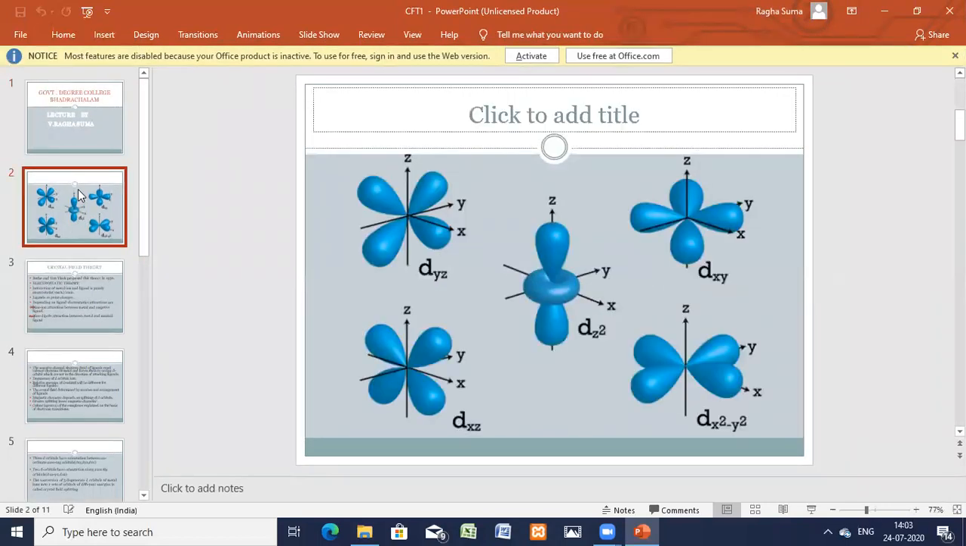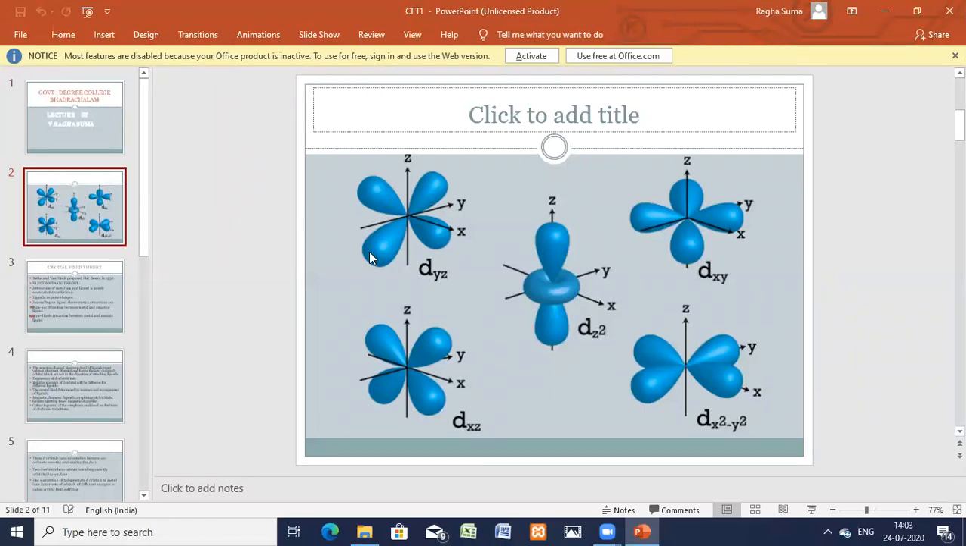Now we'll see the d orbitals. Already I have told you there are 5 d orbitals. In order to understand the crystal field theory, first of all we have to understand the shapes of the d orbitals and their orientation. To understand crystal field theory, we should know the shapes and the spatial orientation in the transition metal.